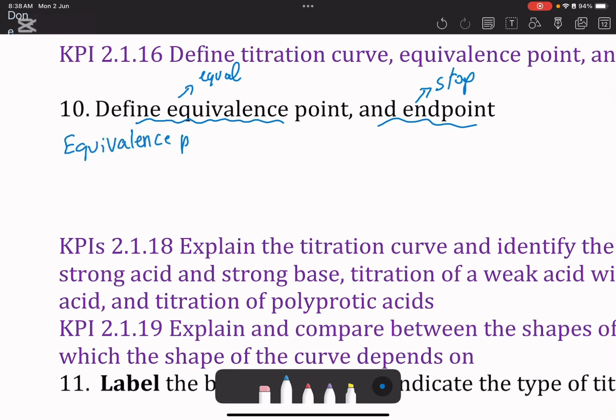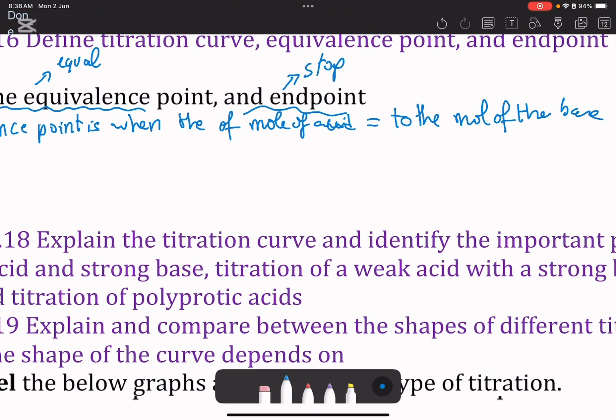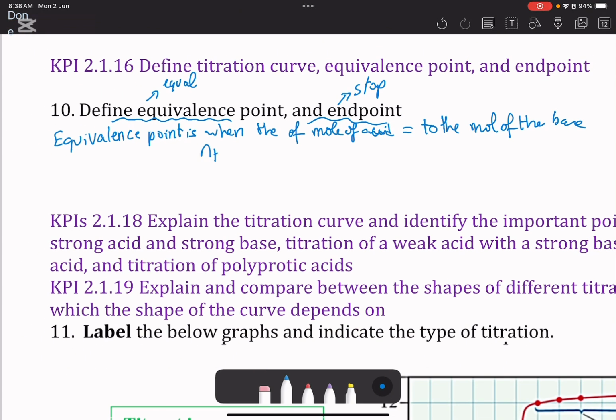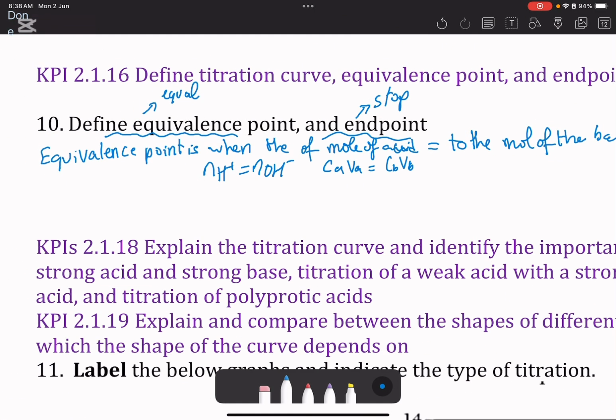Equivalence point is when the moles of acid are equal to the moles of the base added. So at that point, when we have equivalence point, we say moles of H plus equal moles of OH minus, which gives us the excuse to use this formula, CAVA equals CBVB, so that we can calculate the concentration of the analyte.